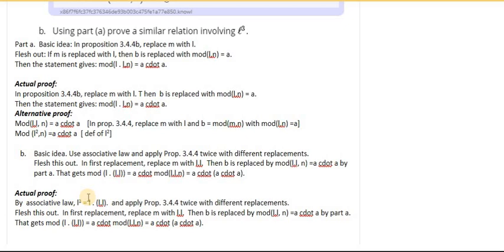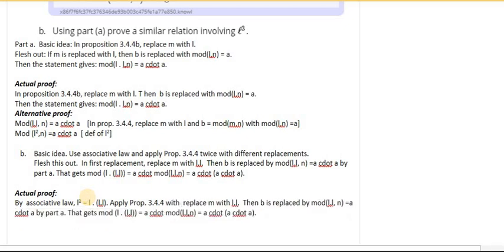All right, that's the associative law. Then I apply proposition 3.4.4 twice, but let me do it one at a time because I have to do it link by link in the chain. Okay, by proposition 3.4.4 with M replaced by L dot L. Okay, that's good.